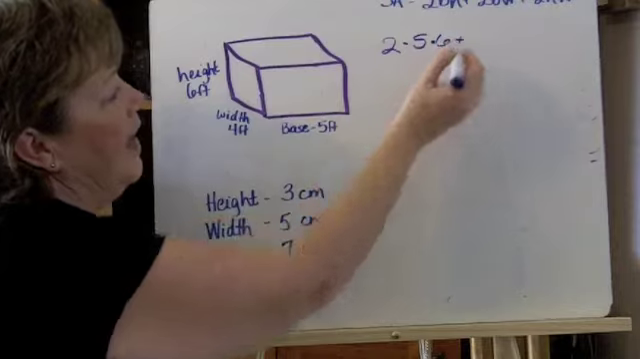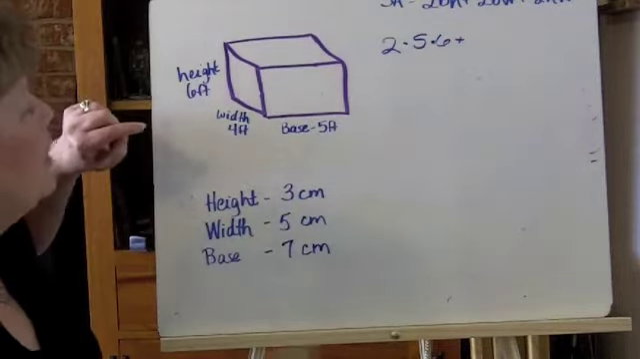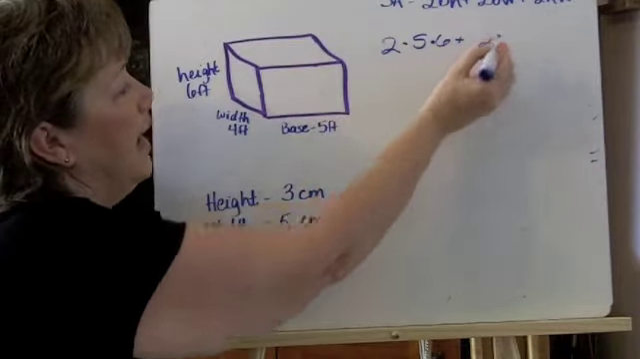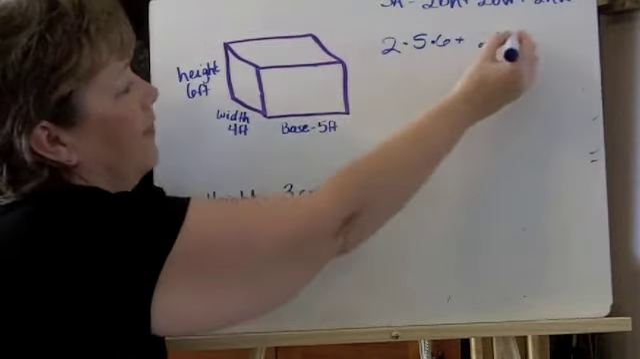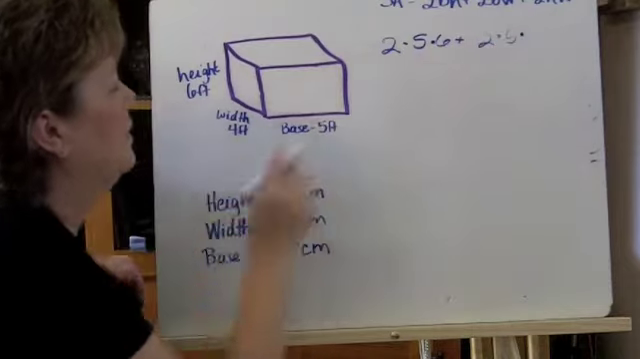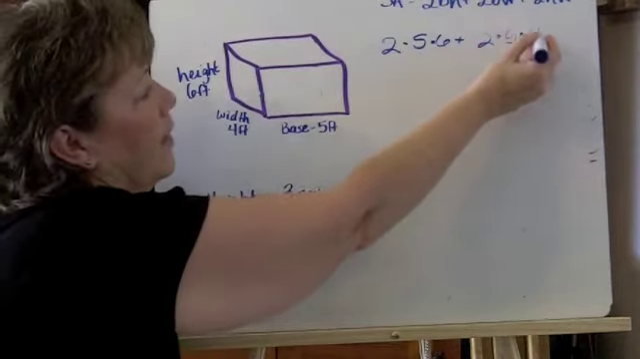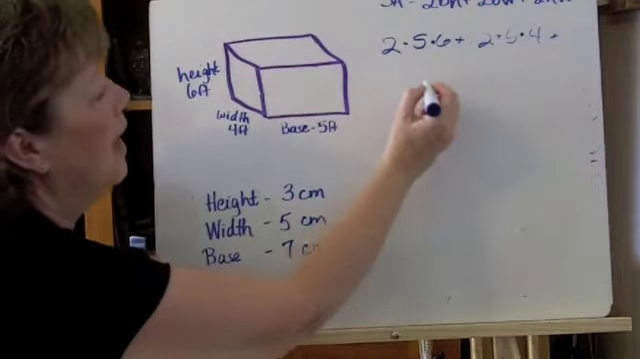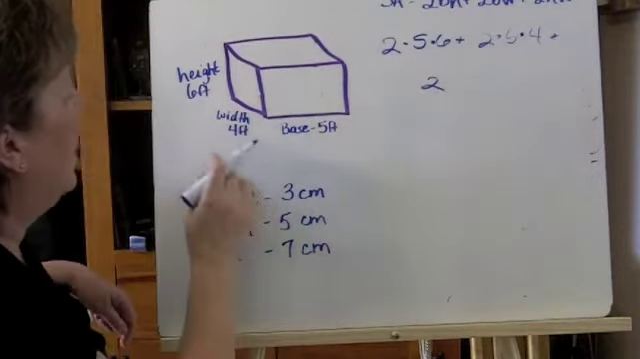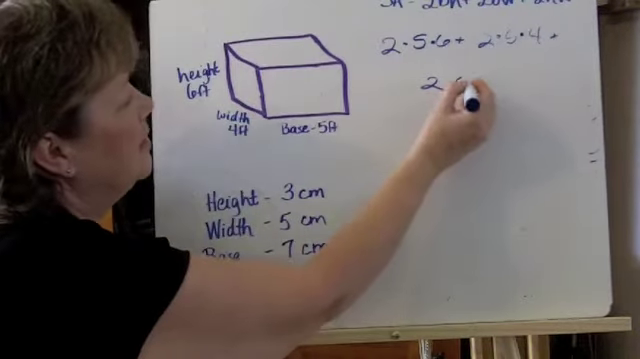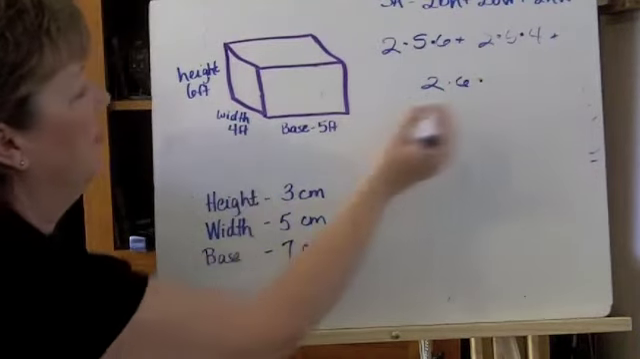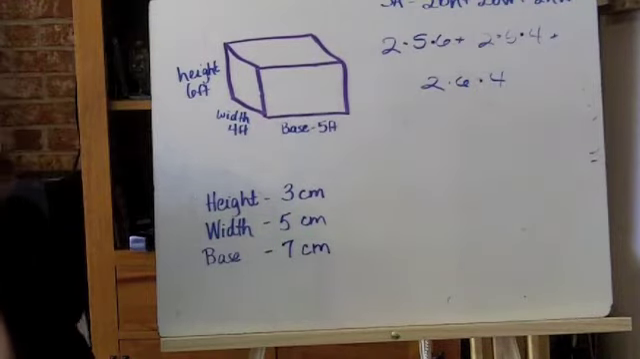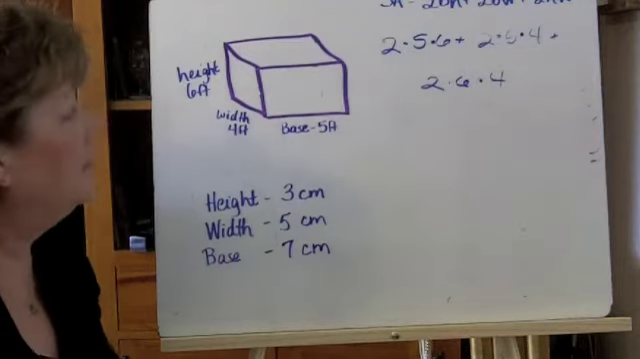And then I'm going to add 2 times the base times the width. So 2 times the base, 5, times the width, 4. And then I'm going to add 2 times, I'm going to bring it down here, 2 times the height, 6, times the width, 4. When I get those, I'll add them all up and I will have the surface area. I'll know how much wrapping paper I'll need.